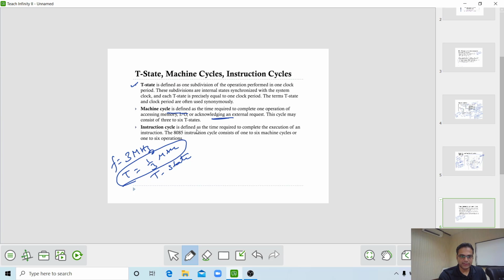And the last one is the instruction cycle. There are many instructions which are performed by the microprocessor. To perform these operations, the microprocessor requires time. So the time to complete these instructions is called the instruction cycle.